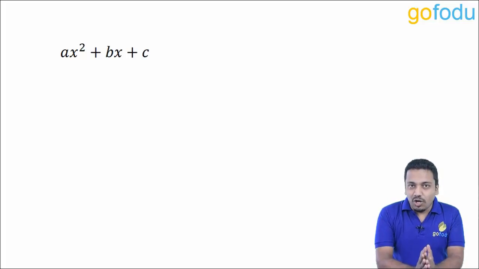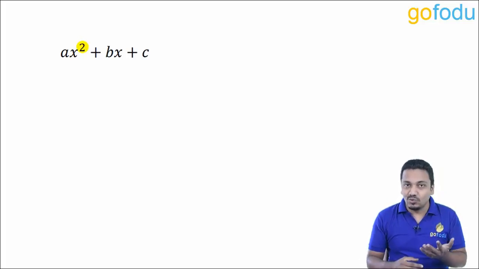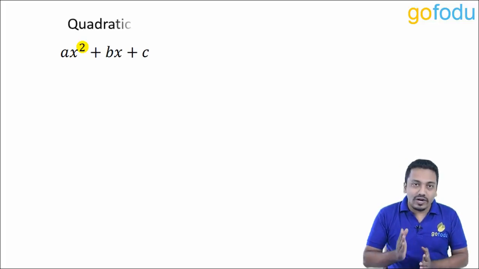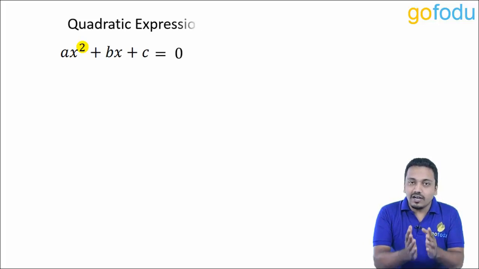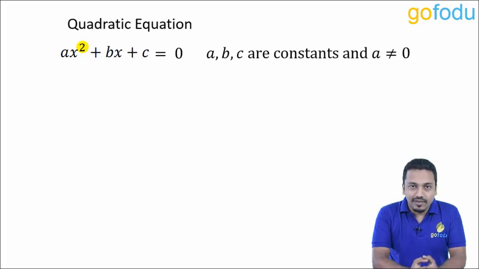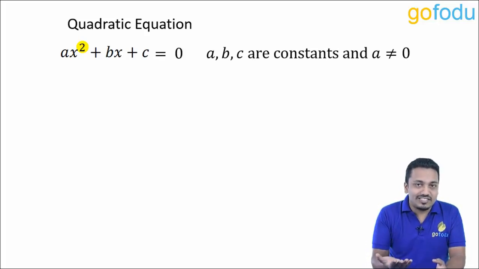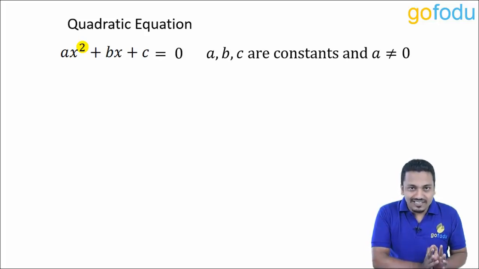When the degree of polynomial is 2, or when the highest power of x is 2, the expression is called a quadratic expression. Equate it to 0 and we get a quadratic equation. A is not equal to 0, because if the coefficient of x square is 0, the equation will become a linear equation. How to solve such equations?